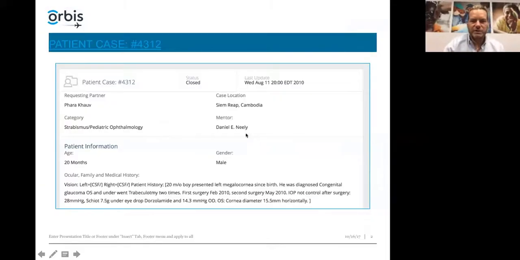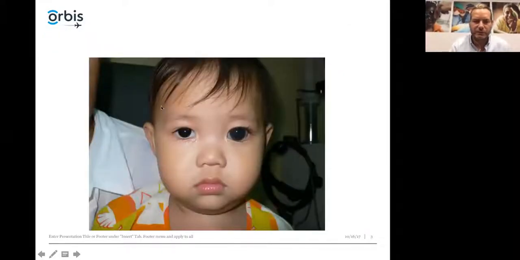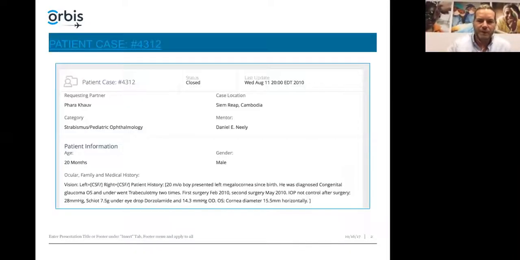And so for our first case, this is from a friend of mine, Dr. Farakov in Cambodia. And this is a 20-month-old male who has been noted to have a large cornea since birth on the left side here. And there you can see his first photograph.